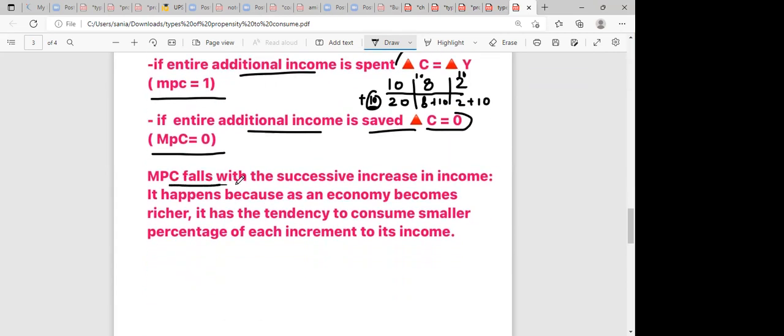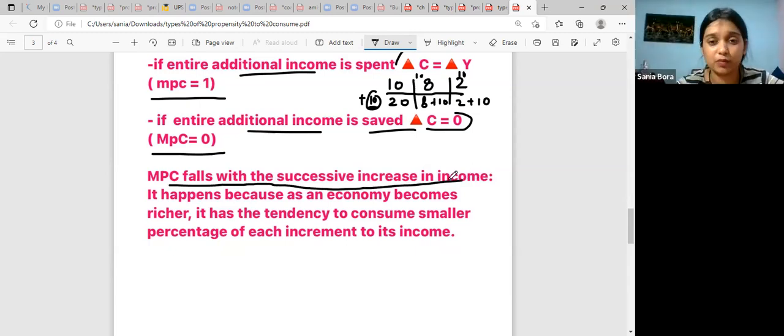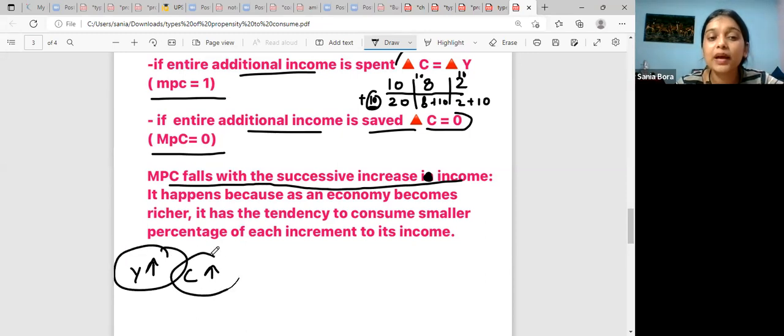Next point is that MPC falls with successive increase in income. This is very much important. For example, your income is increasing, so at that moment your consumption will also increase, right? But here I am talking about MPC. I'm not talking about income; I'm talking about marginal income, the addition. When you have excess of everything, you don't feel like eating anything else. The additional wish keeps on decreasing when you have excess of something. Similarly, MPC falls with successive increase in income. I'm not talking about consumption; I'm talking about additional consumption. Consumption increases with the level of income, but your MPC falls with the increase in income.